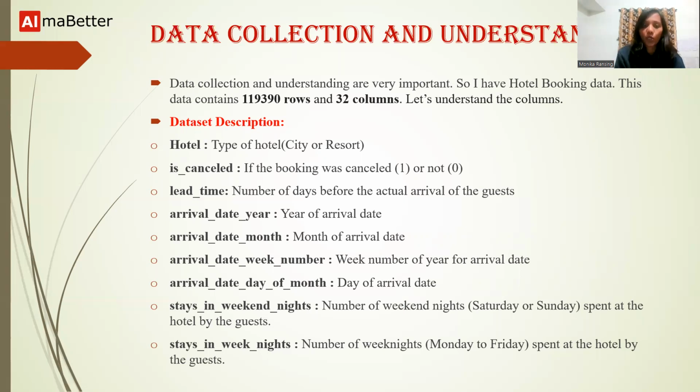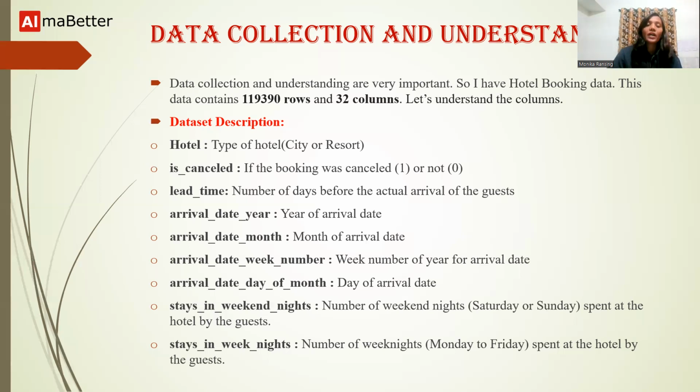So first column is hotel. The hotel column contains the type of hotel, meaning that the hotel is a city hotel or resort hotel. Then second one is cancelled. This column has information on whether the booking was cancelled or not. Then next one is lead time. Okay, so this column has the number of days before the actual arrival of the guest.